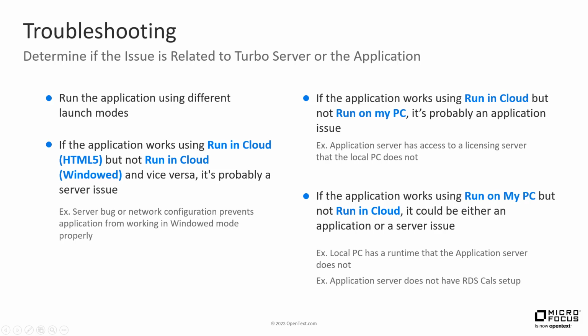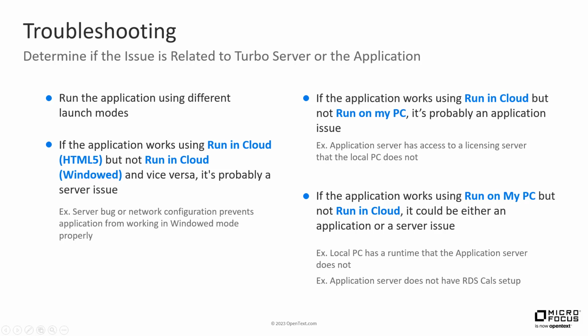If the application works using run in cloud, but not run on my PC, then it's likely an application issue. For example, the application server does not have access to a licensing server when running on the local PC. In this case, what you'd want to do is open a communication channel to the licensing server using the network tunneling option.